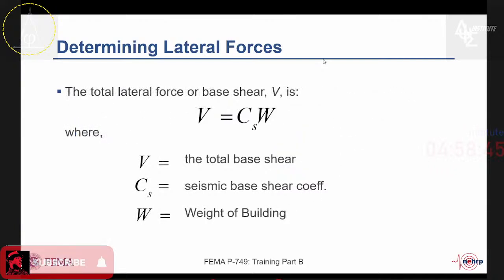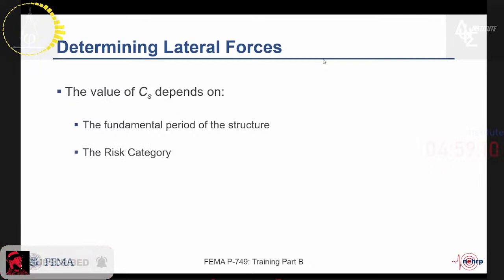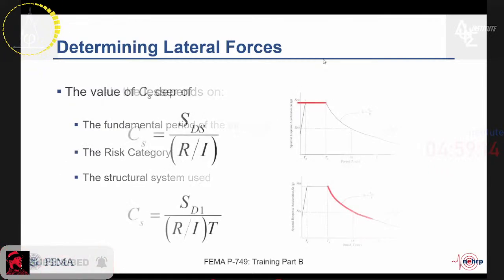We start off in determining these seismic design forces by computing what we call the base shear force for the building, represented by the coefficient V. The total base shear is equal to a seismic response coefficient, C sub S, times the weight of the building. In the equivalent lateral force technique, the C sub S value depends on the fundamental period of the structure, the risk category of the structure, and the structural system used.